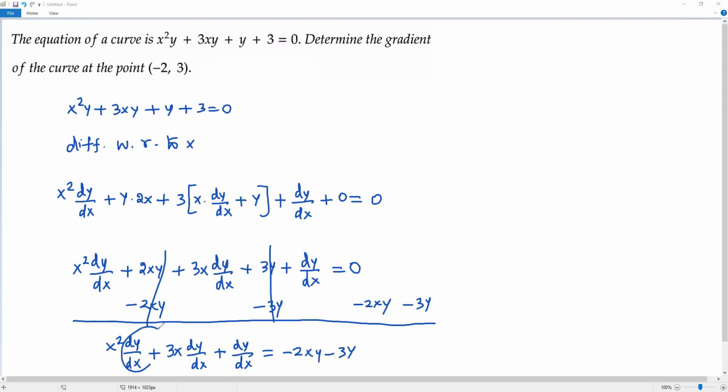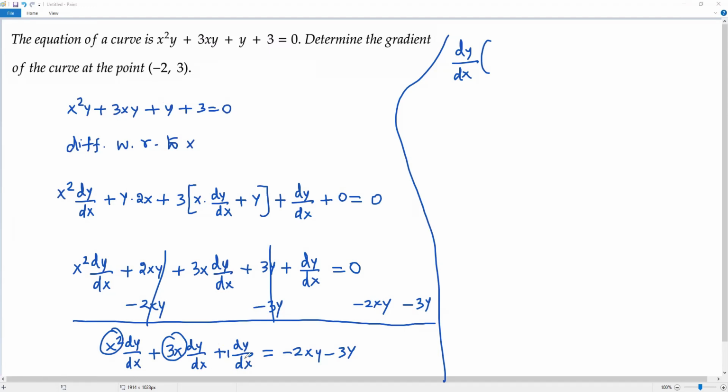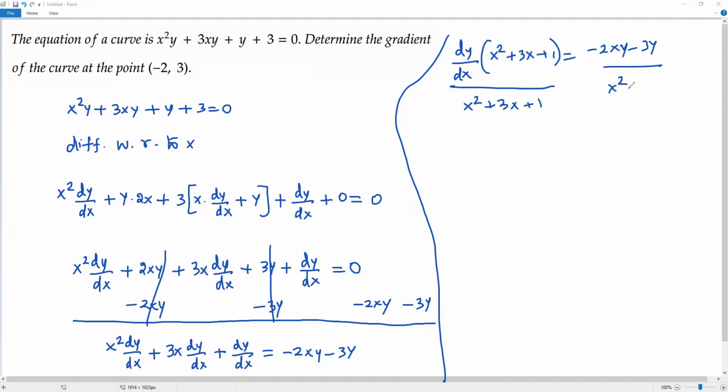Now we can factor dy/dx from all the terms on the left side. So dy/dx times, when dy/dx is factored out, we have x² in the first term, 3x in the second term, and just 1 in the third term. Then we have x² + 3x + 1 equals negative 2xy, negative 3y on the right side. Let's divide both sides of the equation by x² + 3x + 1. Then this will cancel out. I am getting dy/dx equals (-2xy - 3y) divided by (x² + 3x + 1).